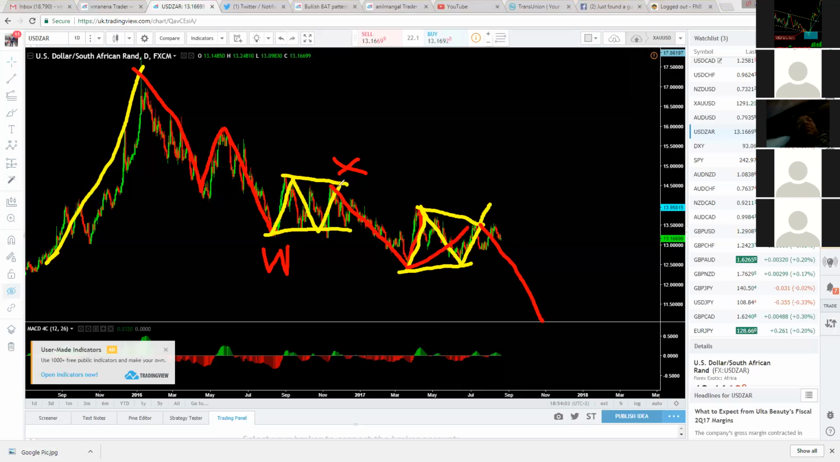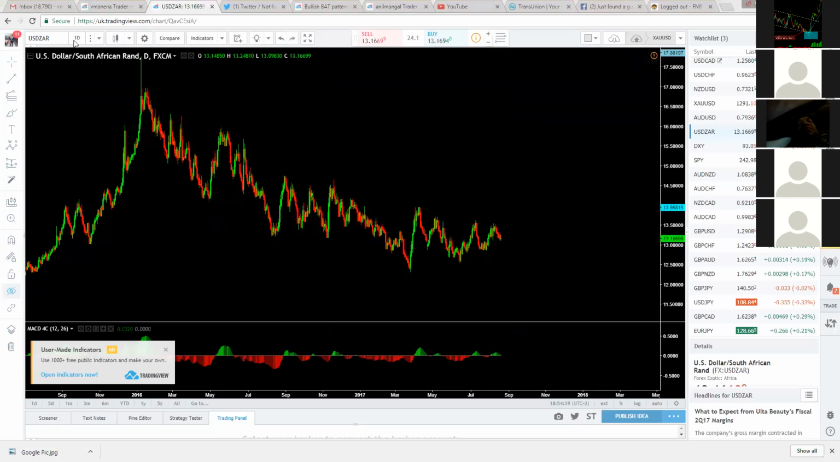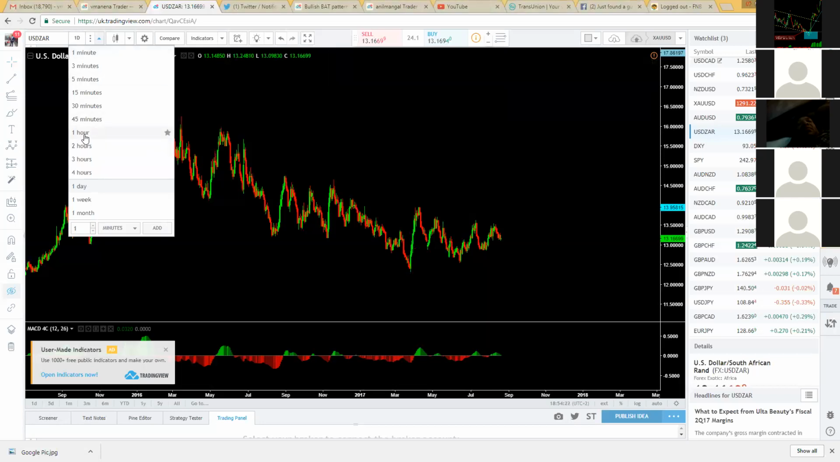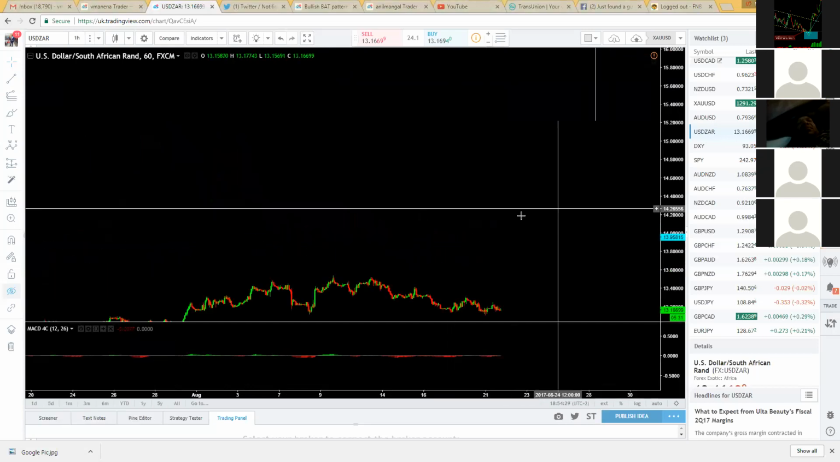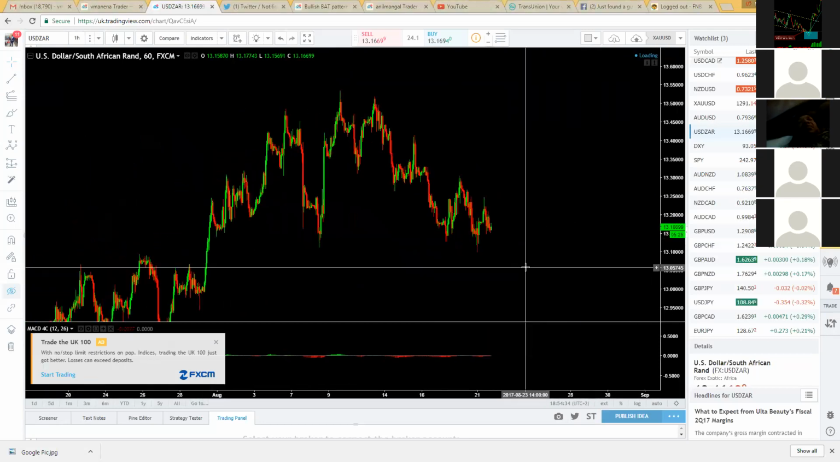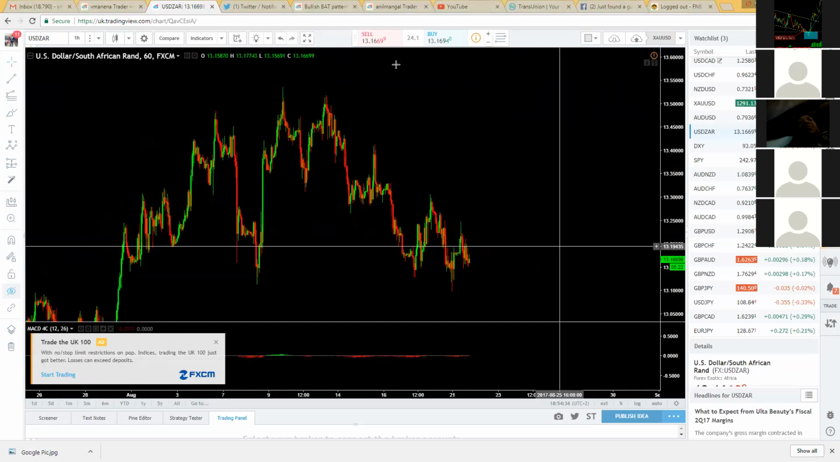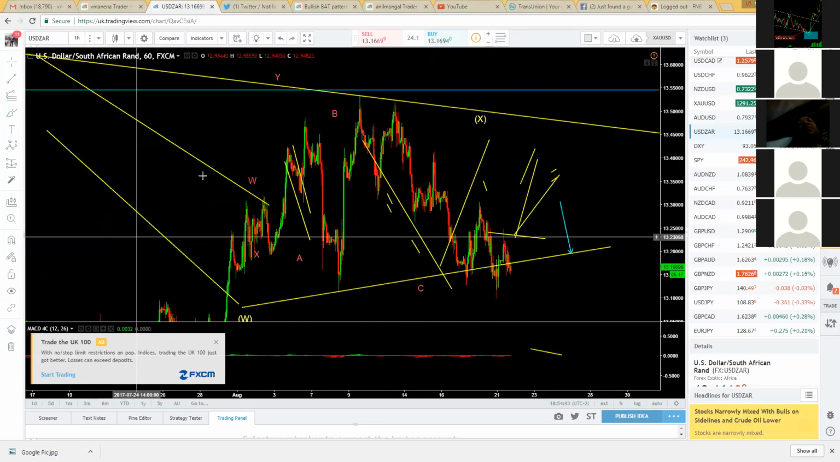It could just do this, retrace like that, and then we'll go to 11. Either way, we are ready to go down. The bias is there. The bias is to the downside. So that is the South African rand. If I just go to the lower time frame, see what's going on there. So the only time we'll get out of this trade, let's put back the drawings, show you where we took the trade.